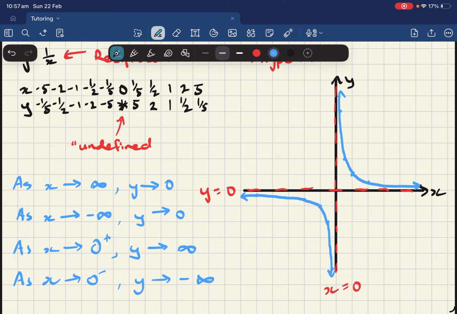So this is how we can understand our asymptotes and how we can understand how they behave in the context of our reciprocal and exponential functions.